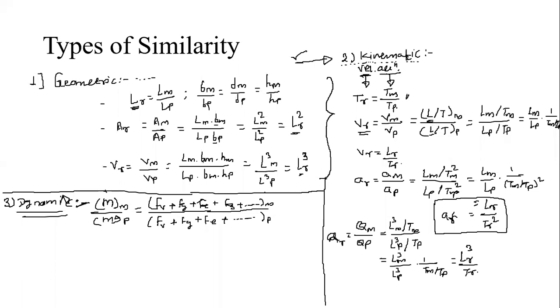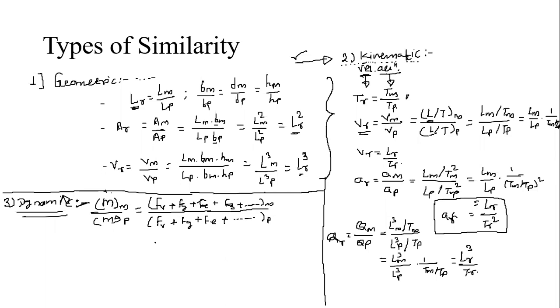It means to have a dynamic similarity, the geometric similarity and the kinematic similarities are the must. Then and only then we can say that there exists a dynamic similarity. Otherwise, we can't say there exists a dynamic similarity. But in reality, all three similarities may exist, may not exist. It means that if there exists only geometric similarity, it may happen that there exists only a kinematic similarity. Sorry, geometric and kinematic, and there is not a dynamic similarity.